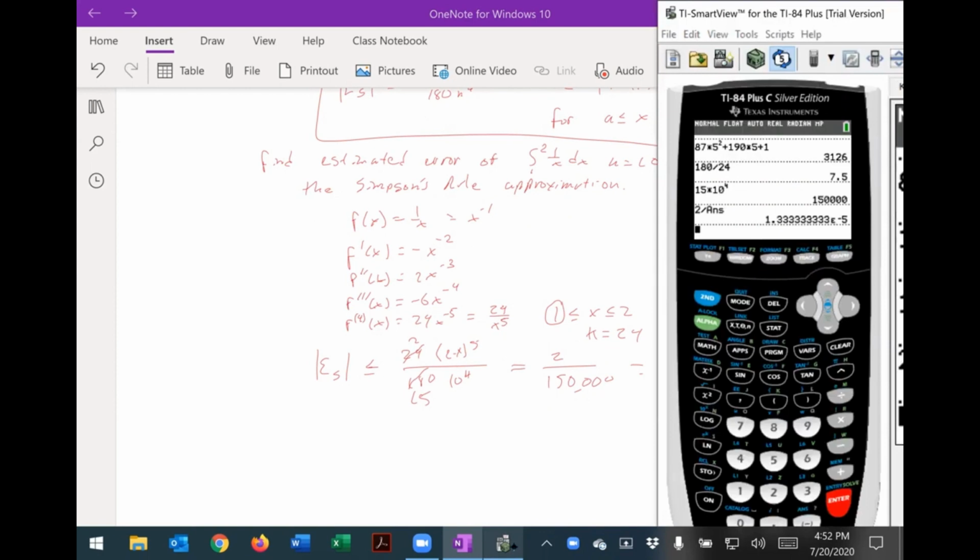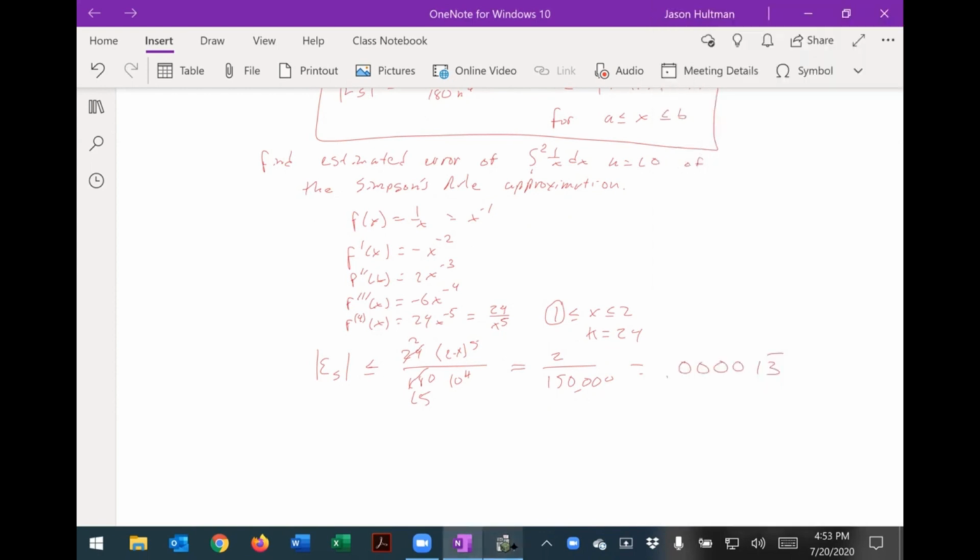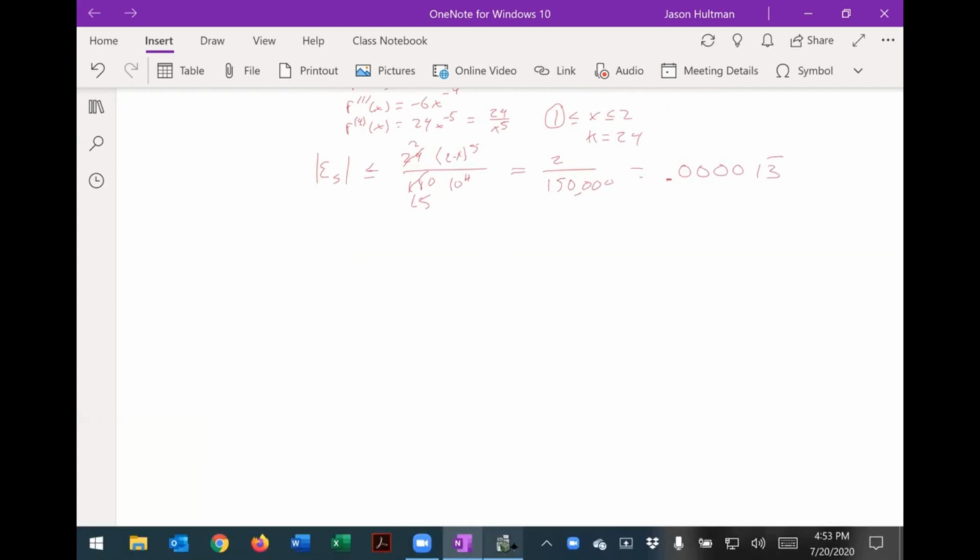Okay, so we've got 4 zeros, then 1 3 forever. This gives me an upper bound because the actual error was 0.00001234503, which is less than or equal to this upper bound of 0.000013 forever. This one has 5 zeros, and this is the actual error; the other has 4 zeros. This is the estimated error, so it is bigger.